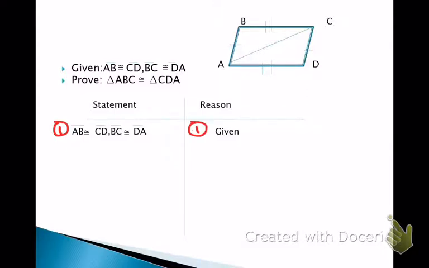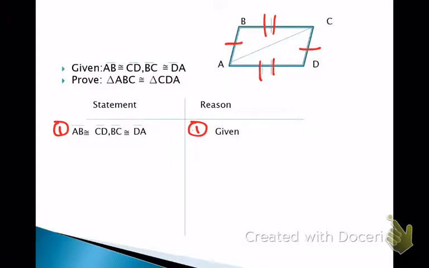And if the picture wasn't marked already, what I would tell you is once we've said that two things are congruent in our proof, we can go mark our picture. So AB and CD are congruent here and here. And BC and DA are congruent here and here. Okay?